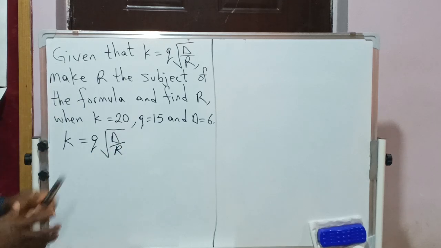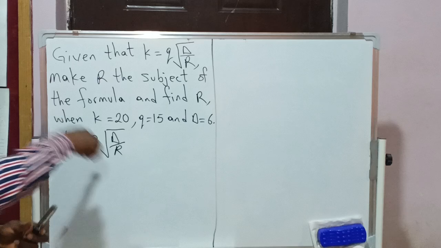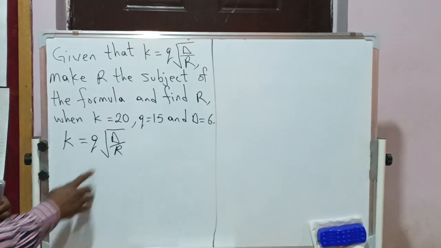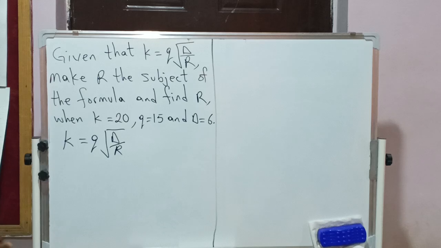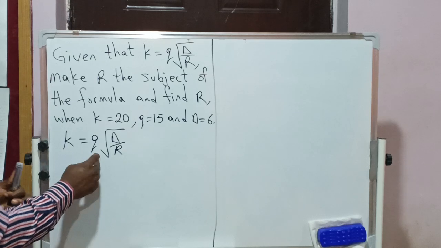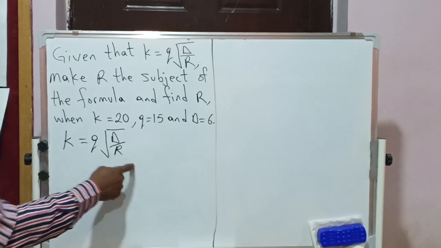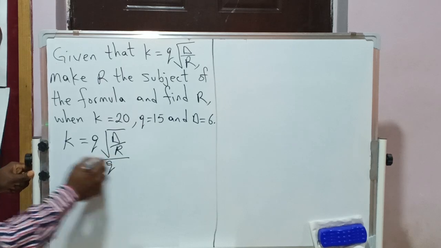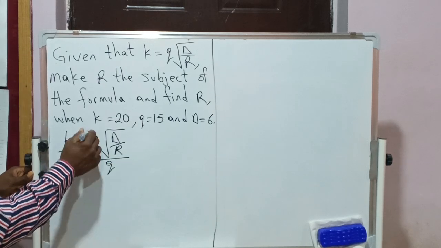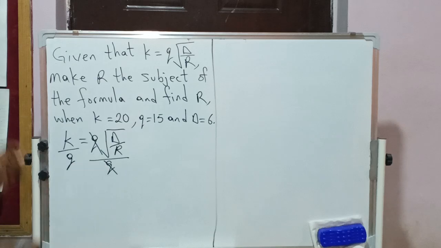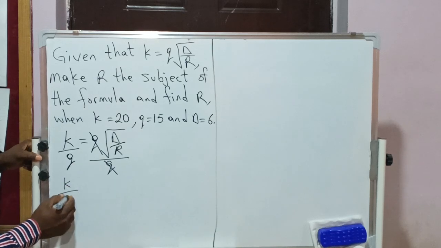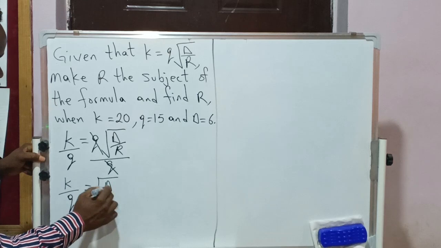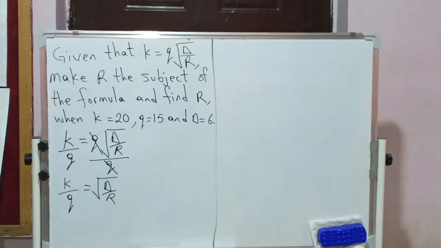So what is the first obstacle that can be removed from this side where the letter r is? First of all, it is this letter q. So how will I remove letter q? I can remove this letter q by dividing both sides by q. Meaning I'm going to say this divided by q, this divided by q. Now when I divide this by this, can you see? I'm going to have k over q is equal to square root of d over r.